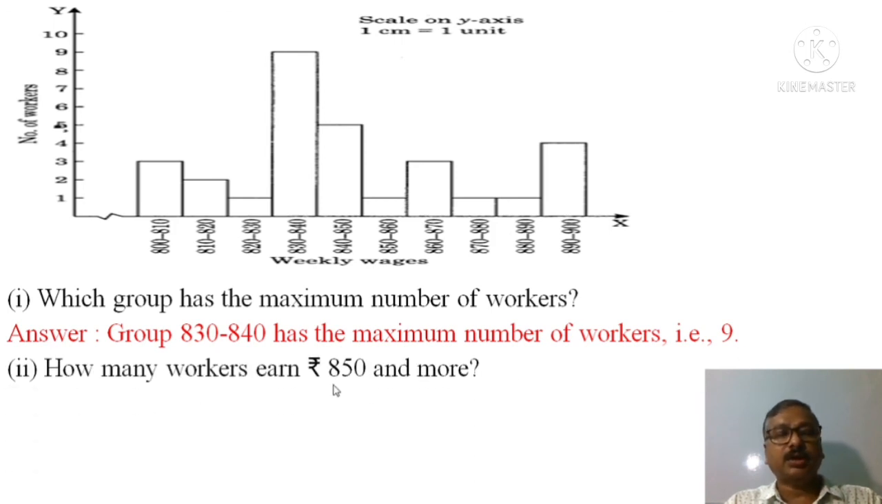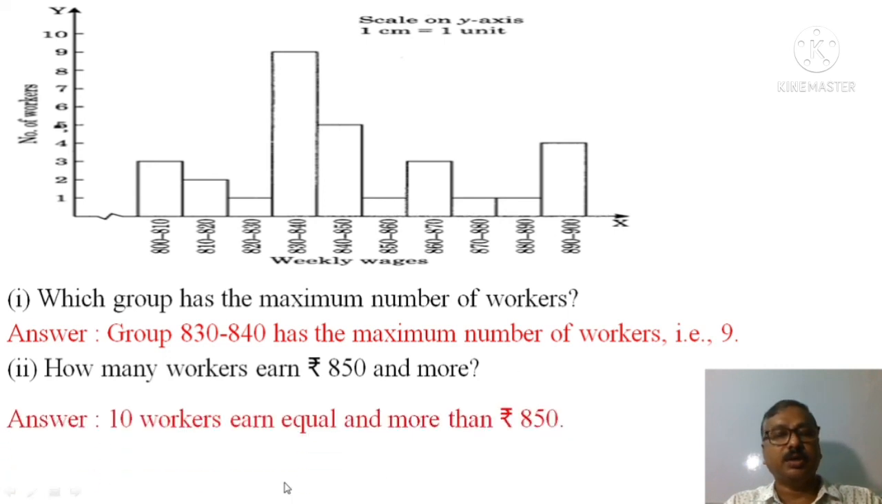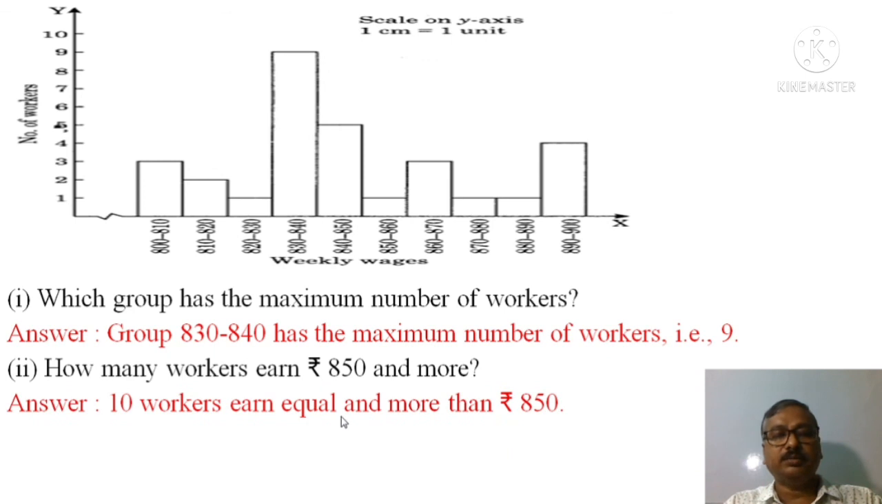How many workers earn rupees 850 and more? 850 and more. This is 1 plus 3 plus 1, 1 plus 3, 4 plus 1, 5 plus 1, 6 plus 4, 10. So 10 workers earn equal to or more than 850. There are 10 workers whose weekly wages are rupees 850 or more.